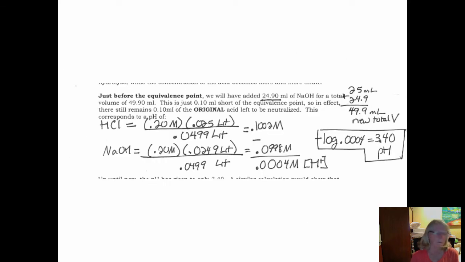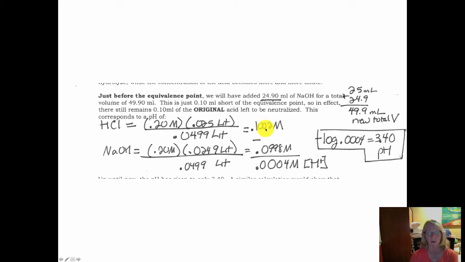Let's add another bit more of sodium hydroxide. And this time, if you look at the graph, you can see that the equivalence point is at 25 milliliters. So let's just stop short of 25 and add 24.9 milliliters of NaOH total up to that point. I do my new total volume by adding the original 25 of the acid plus the new 24.9 from the base. I take molarity times volume divided by the new volume. 49.9 milliliters is 0.0499 liters.